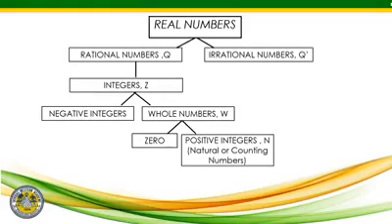A negative fraction like negative 8 over 9 is also a rational number. It is equivalent to the ratio of negative 8 to 9, so it can be interpreted as the ratio of 8 to negative 9.